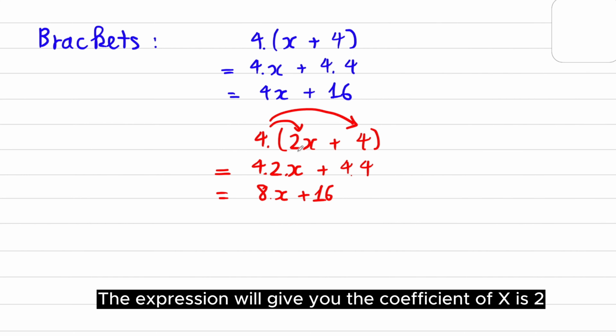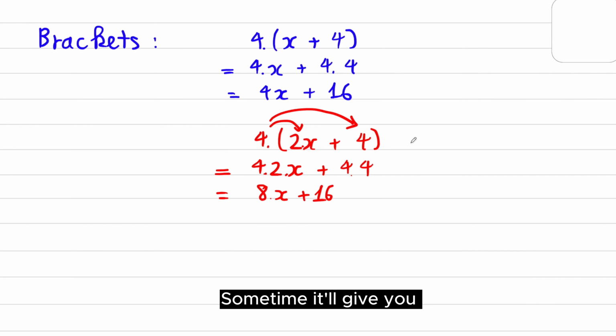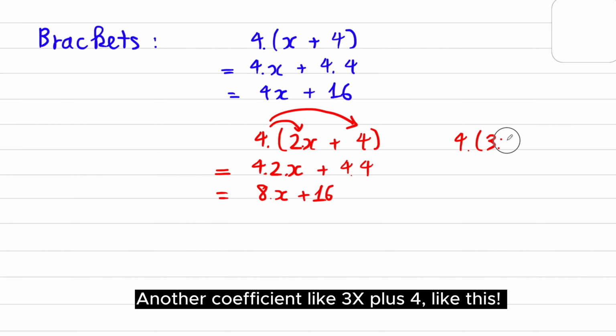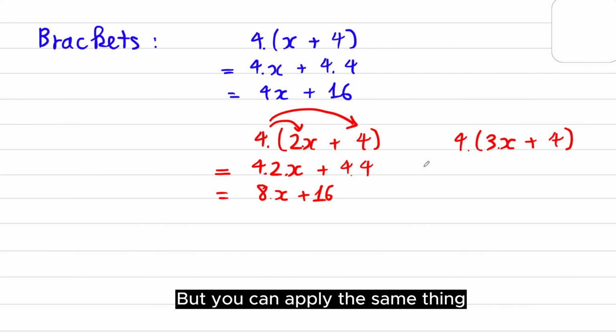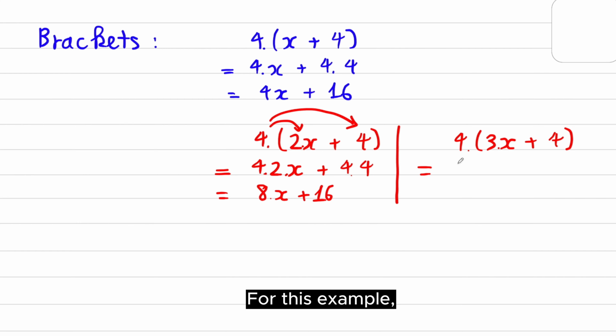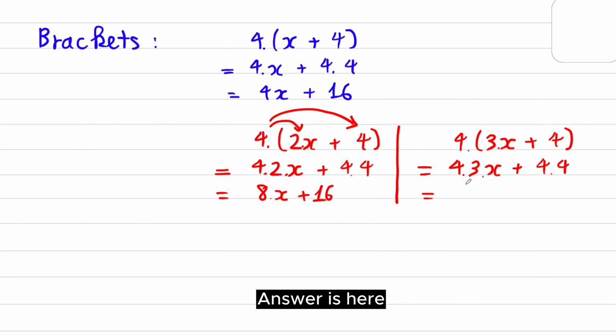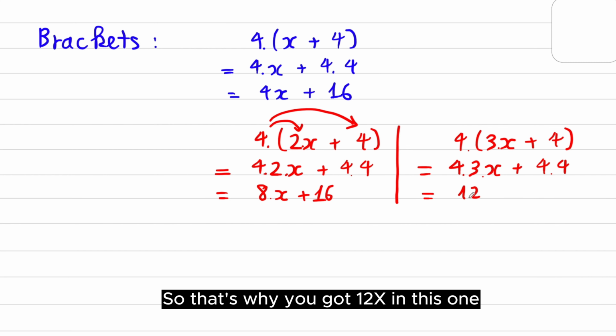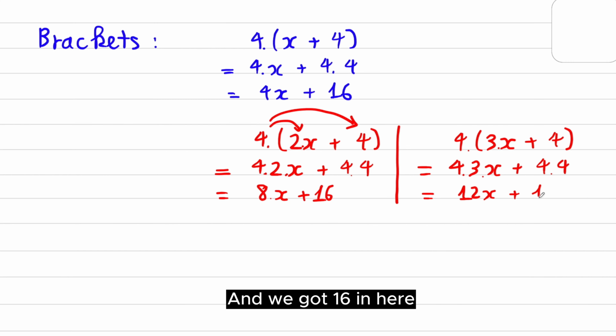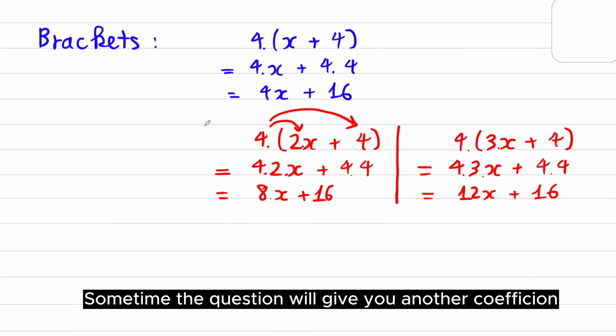So sometimes the expression will give you a coefficient of x that is 2. Sometimes it will give you another coefficient, like 3x plus 4. But you can apply the same thing. For this example, you will get 4 times 3 times x, plus 4 times 4. 4 times 3 is 12, so that's why you get 12x in this one, and 16 in here.